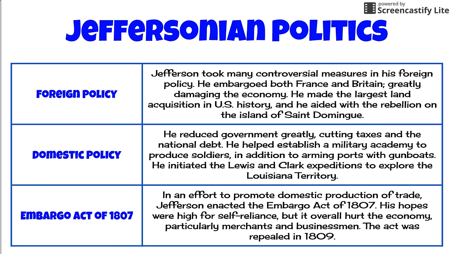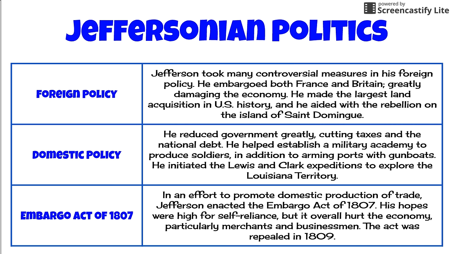And the Embargo Act of 1807 is one of the major acts that Jefferson passes. His hopes were that we would be able to rely on ourselves and be self-reliant, able to produce whatever we wanted on our own and that be sufficient. But that was not really the case. And our economy really is going to greatly suffer from these embargoes that Jefferson decides to enact.